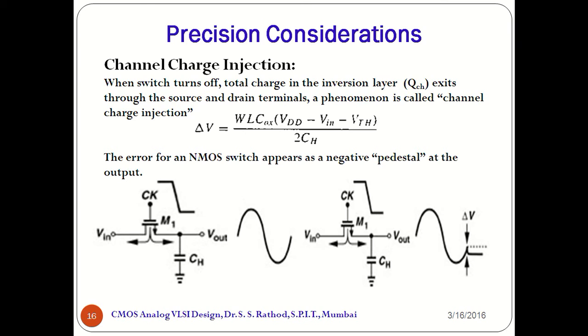So basically there are three mechanisms in a MOS transistor which introduce error when the switch turns off, and all those three we are going to discuss right now. The first one is the channel charge injection, the second is the clock feedthrough, and the third is the kT by C noise.